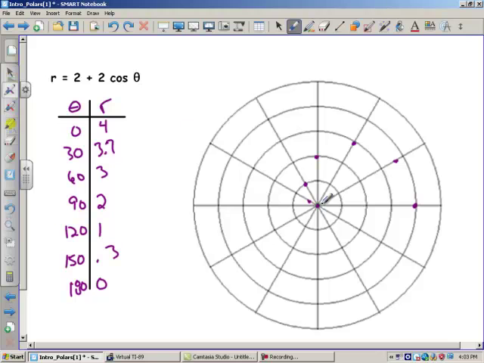Now, because this is a cosine-based polar graph, this is going to be symmetric about the x-axis. My next dots are going to be symmetric, so I can just say that that one is symmetric with that.